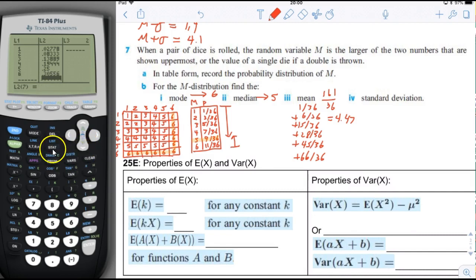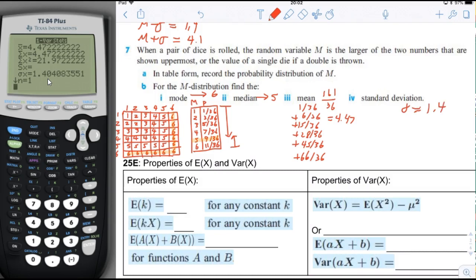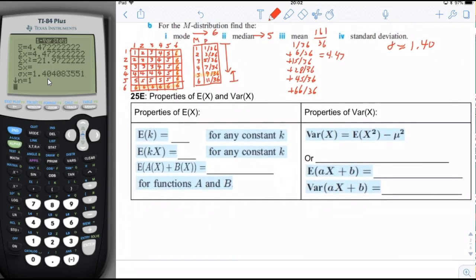And then I'm going to do stat calc, 1 var stats, calculate, and my mean is 4.47 like we calculated by hand, and my sigma is 1.40. Okay, all right. Now, to finish off this page, what are the properties of the expected value of the random variable x and the variance of x?